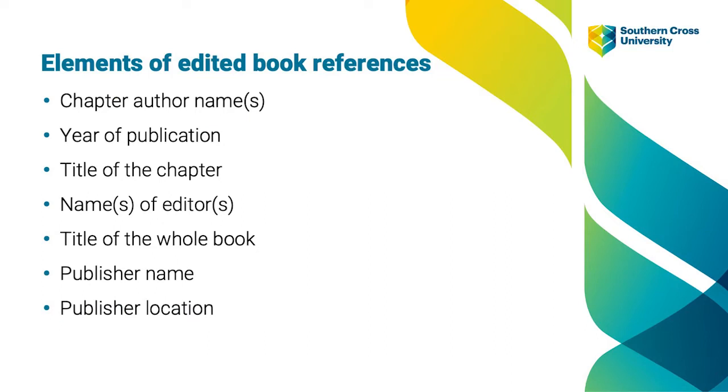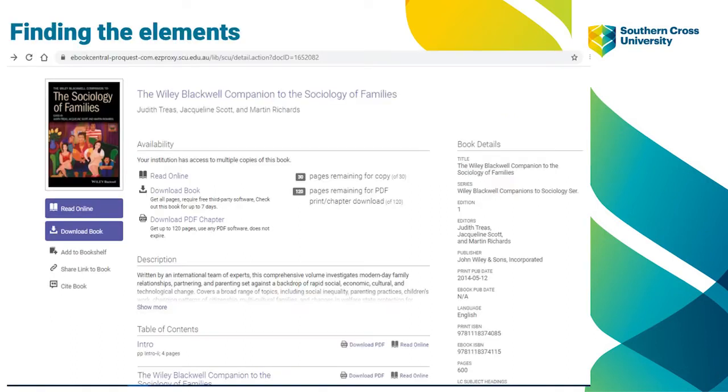To reference a chapter in an edited book, you'll need the chapter author name or names, the year of publication, the title of the chapter, the name or names of the editors, the title of the whole book, the publisher name, and the publisher location. All the information needed is on the first few pages of the book itself or in the library catalogue.